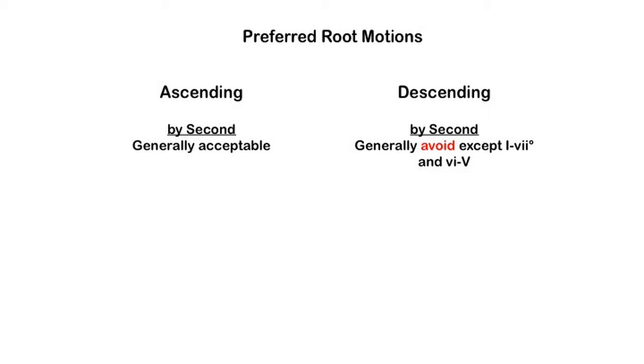Root motion by descending second, however, is generally avoided. There's really only 2 contexts in which we typically see it in tonal music. That is, if we're moving from a tonic chord to a leading tone triad, from the 1 to the 7, which then typically moves right back up to 1, or if we're moving from the submediant to the dominant chord, the 6 to the 5. And that might sound something like this.